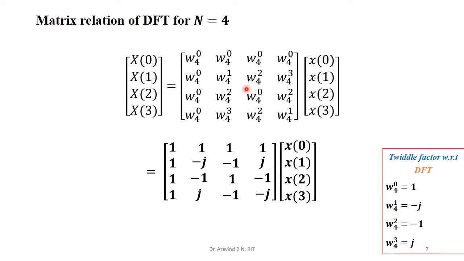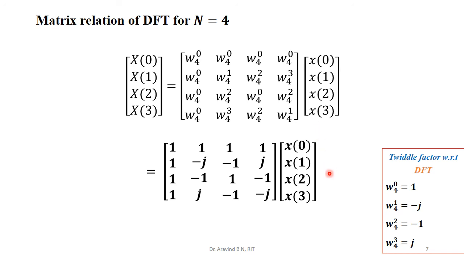Why do we always say N equal to 4 for the matrix relation, and not for any other case? In this particular case, the matrix contains simplified values: either 1, minus 1, j, or minus j. This is a quite simplified representation, and it makes the matrix multiplication quite easy. That's why we prefer this matrix realization for N equal to 4, and in most cases for any other value of N, we always stick to the regular formula method of solution.